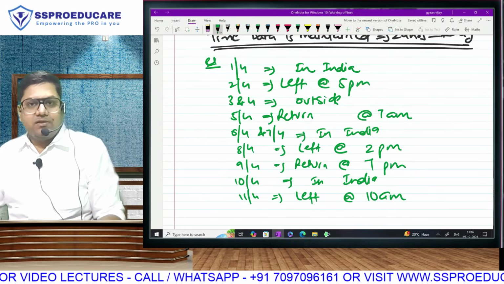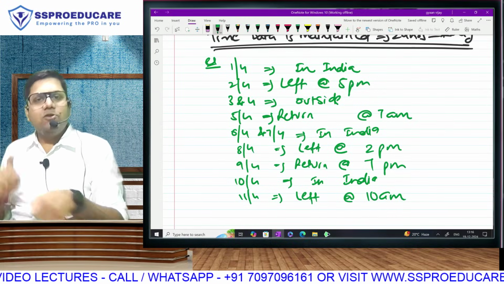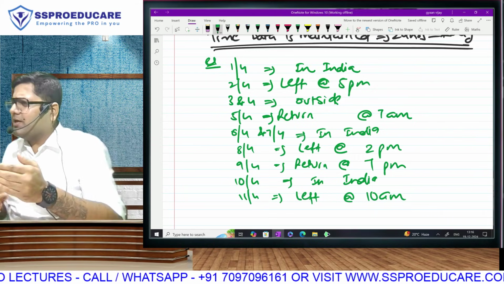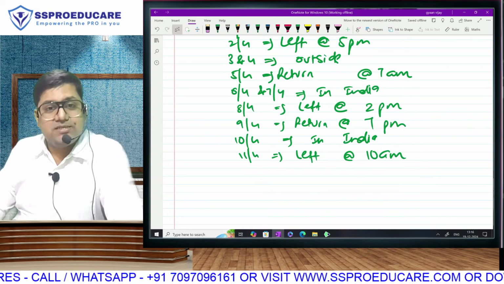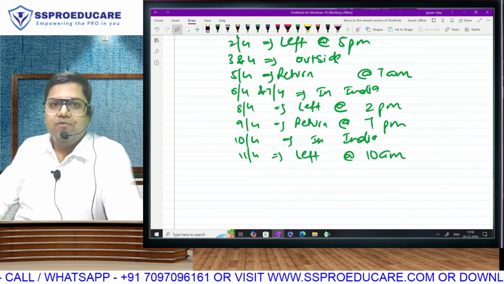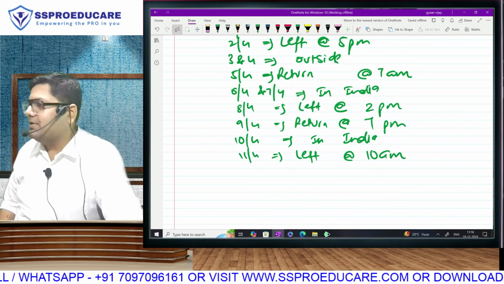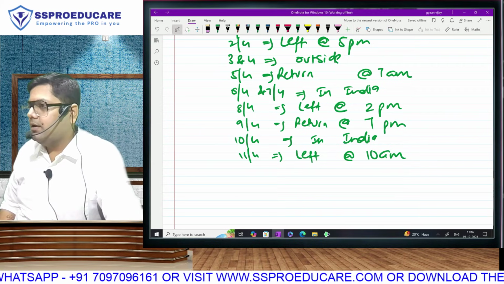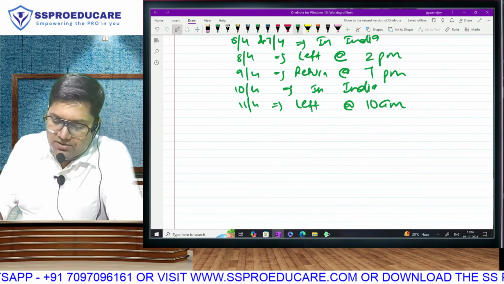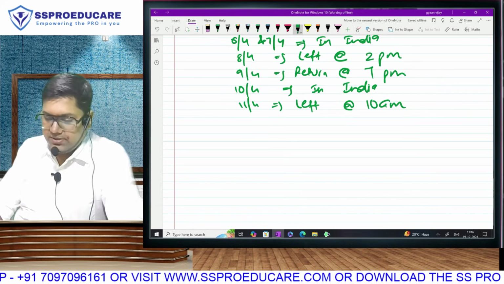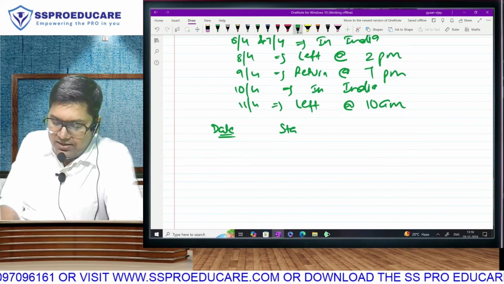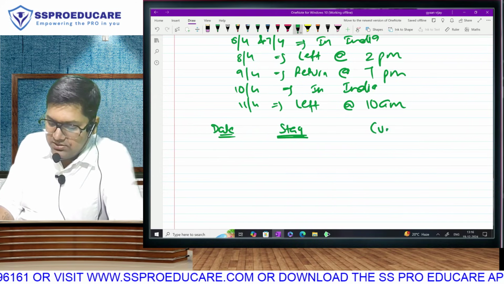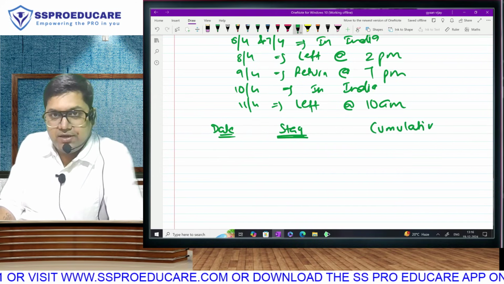And welcome back after the technical interruption. Can you observe the story? Going, coming, multiple activities. And now we have to count his physical presence in India. We have to discuss how much time he has spent in India. So let us see how our calculation is going to take place. Date, what is his stay in India, and obviously what is his cumulative stay in India.